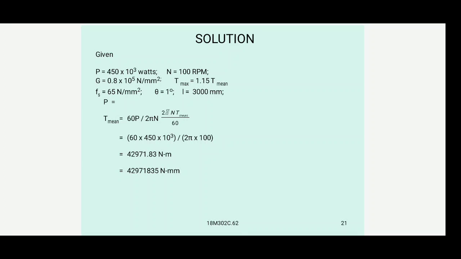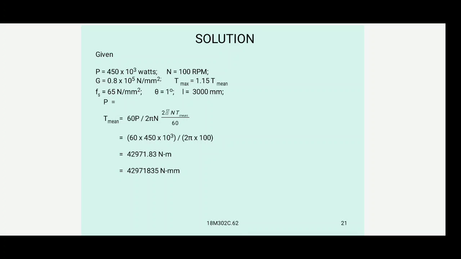Solution. Given data: power P is equal to 450 into 10 cube watts, N is equal to 100 rpm, G is equal to 0.8 into 10 to the power 5 Newton per mm square, T maximum is equal to 1.15 T mean, Fs is equal to 65 Newton per mm square, theta is equal to 1 degree, length is equal to 3000 mm.